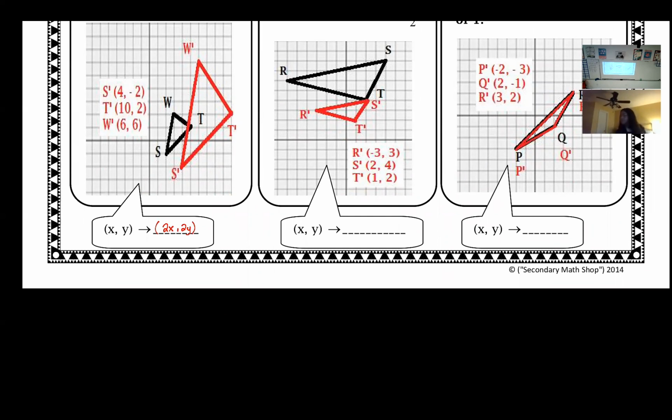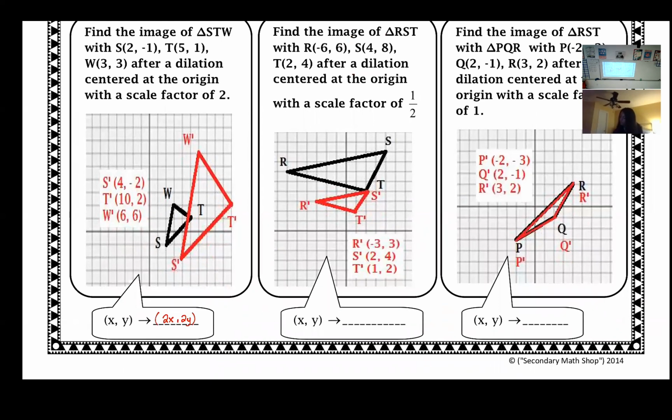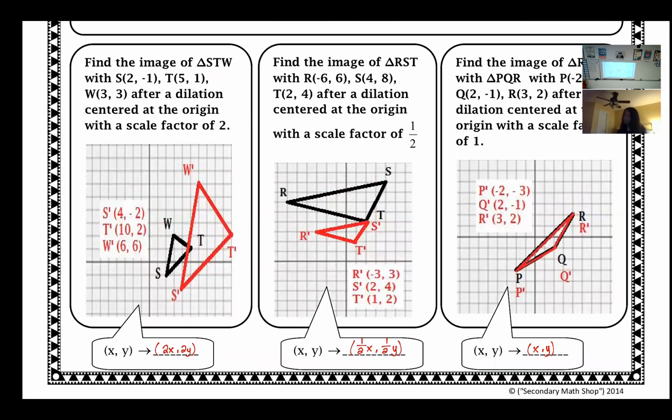Now my red triangle gets smaller by a scale factor of 1/2. So it'd be what? 1/2 x, 1/2 y. In our final one, a scale factor of 1, xy just becomes xy. They're just trying to be sneaky. It really just mapped it on top of itself. No rotations, no translations, no nothing.